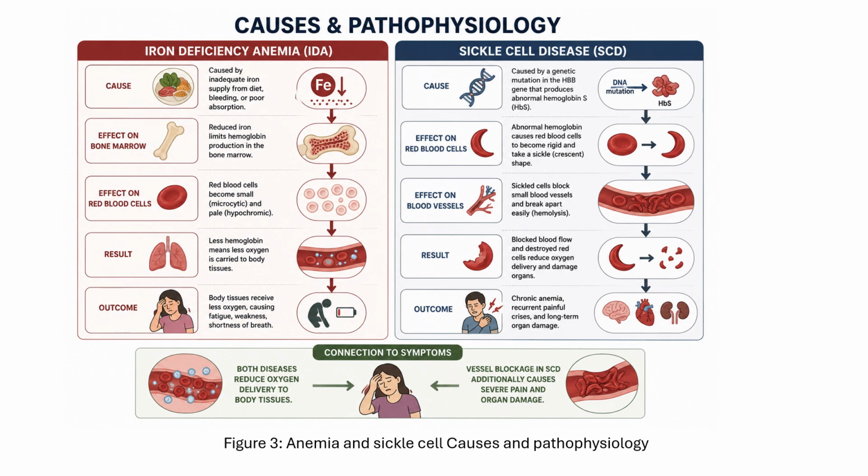On the other side, sickle cell is genetic, and it has an effect on the blood cells, and it also has an effect on the blood vessels, and the results are blocked blood flow and destroyed red blood cells, reducing oxygen delivery to the damaged organs. And the outcome will be chronic anemia, recurrent painful crisis, and long-term organ failure.